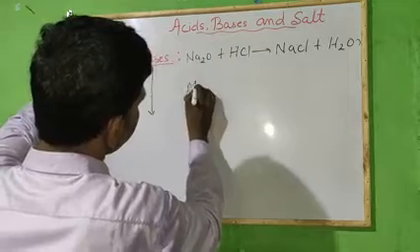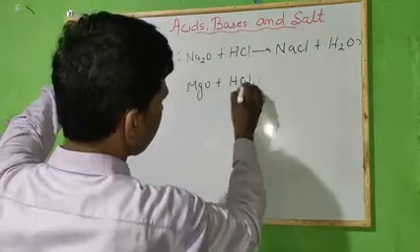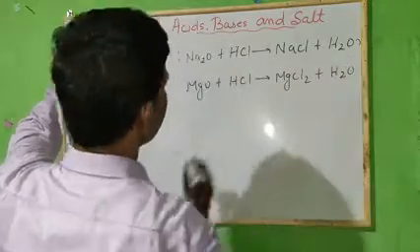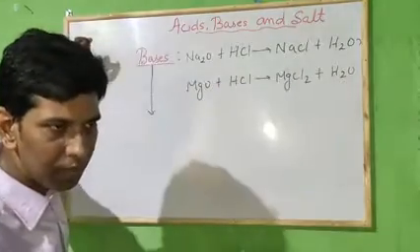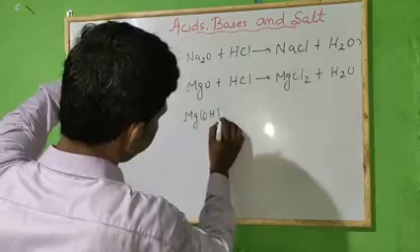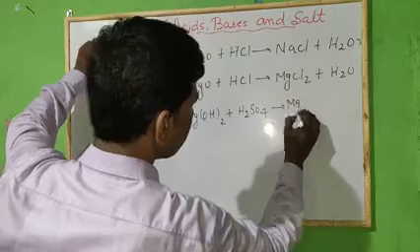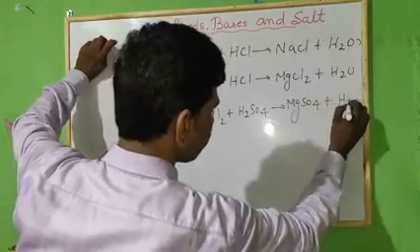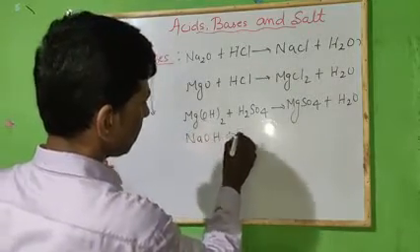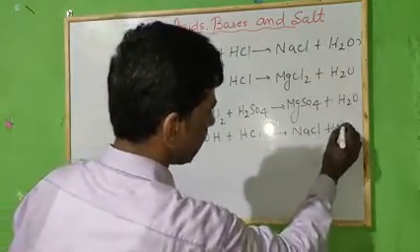One more example is magnesium oxide, that is also a metallic oxide. When it reacts with hydrochloric acid, there will be formation of magnesium chloride plus water. You take magnesium hydroxide, that is a metallic hydroxide. With sulfuric acid, there will be formation of magnesium sulfate, that is a salt, and water. Clear? One more example, sodium hydroxide comes in contact with hydrochloric acid, there will be formation of NaCl, that is salt, and water.